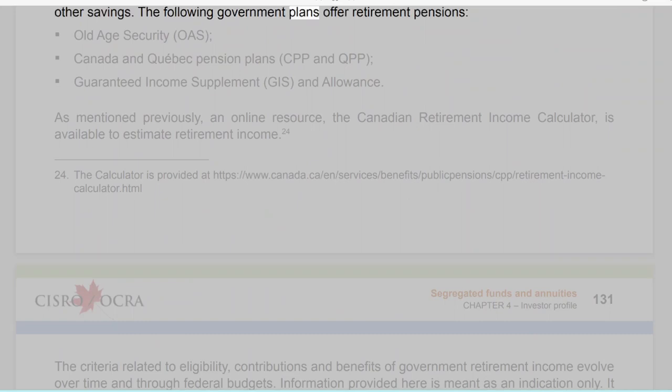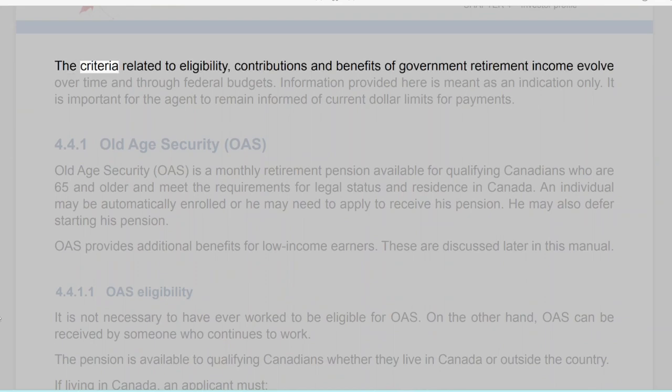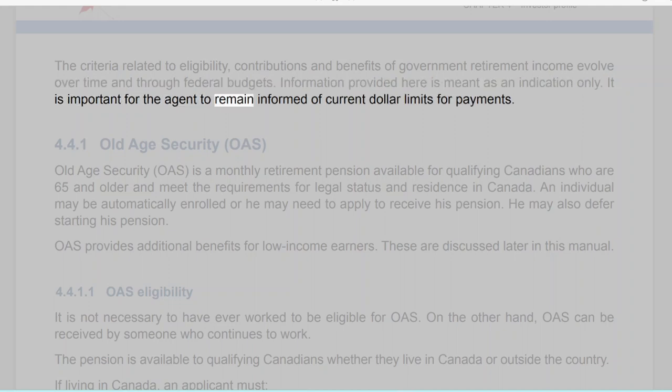The following government plans offer retirement pensions: Old Age Security, OAS; Canada and Quebec Pension Plans, CPP and QPP; Guaranteed Income Supplement, GIS, and Allowance. The criteria related to eligibility, contributions, and benefits of government retirement income evolve over time and through federal budgets. Information provided here is meant as an indication only. It is important for the agent to remain informed of current dollar limits for payments.